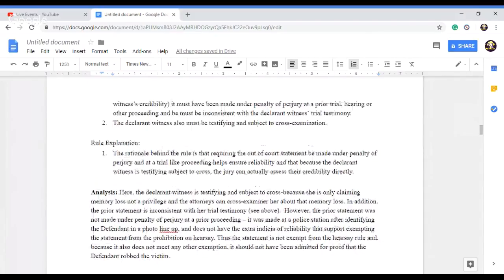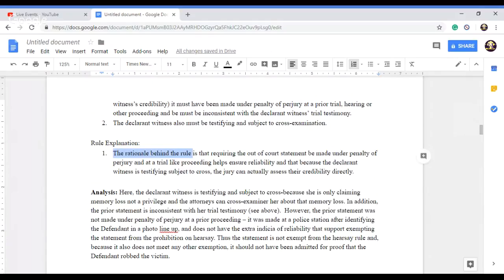So now the rule explanation. Hint, hint, the rationale behind the rule is, and you're going to start seeing that common theme within this professor's understanding, the rationale behind the rule. So here is a clear example: the rule explanation, the rationale behind the rule, is that requiring the out-of-court statement be made under penalty of perjury at a trial-like proceeding helps ensure reliability.